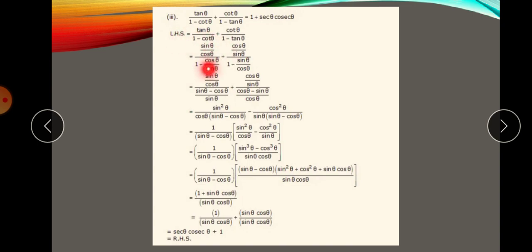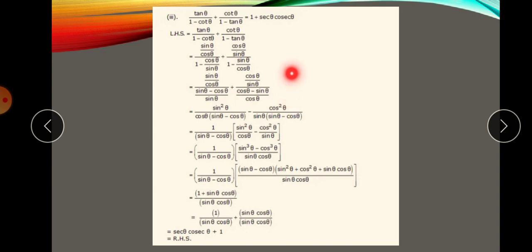Tan theta by 1 minus cot theta. Whenever there is tan, cot, cosecant, secant, convert it into sine and cos. Tan is nothing but sine by cos. In the same way, cot is cos by sine. So convert tan into sine theta by cos theta, and cot into cos theta by sine theta. Take LCM. What is the LCM in the denominator? Sine theta. Then cross multiply: sine theta minus cos theta.